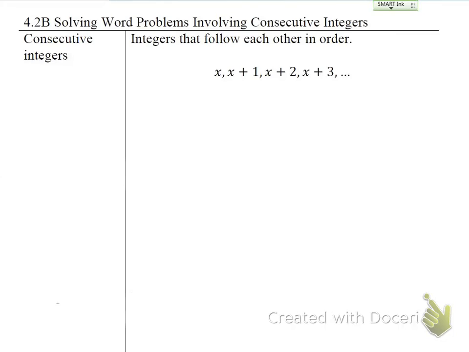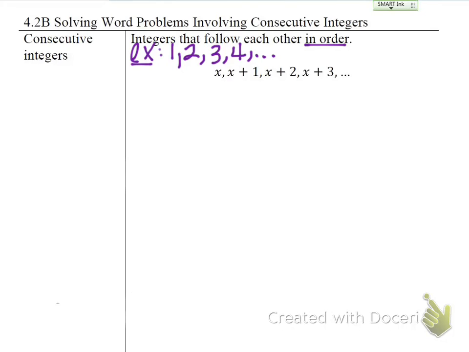Can somebody define for me what consecutive means? One right after the other or in order. Good. So consecutive integers are integers that follow each other in order. So let's say, for example, I give you the integer 1. What would the next consecutive integer be? 2. What would the one after that be? 3. And let's do one more. 4, and so on, right?